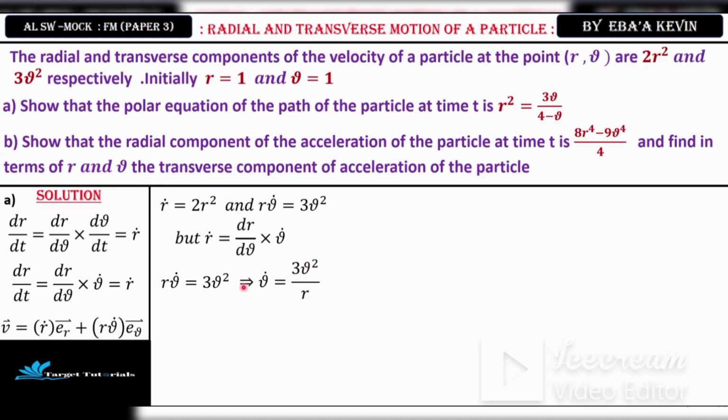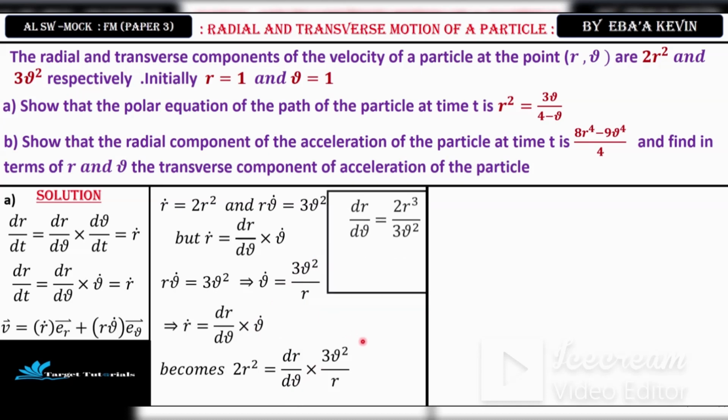Remember we already have r dot and we have θ dot. We can therefore use those two values here and get the value of r in terms of θ, that is by separating variables, and after which we are going to integrate both sides actually. So we know that this equation, that is r dot equals dr/dθ times θ dot, is therefore going to be equals to 2r², because r dot is actually 2r². It is going to be equals to dr/dθ times θ dot. θ dot is 3θ² divided by r actually.